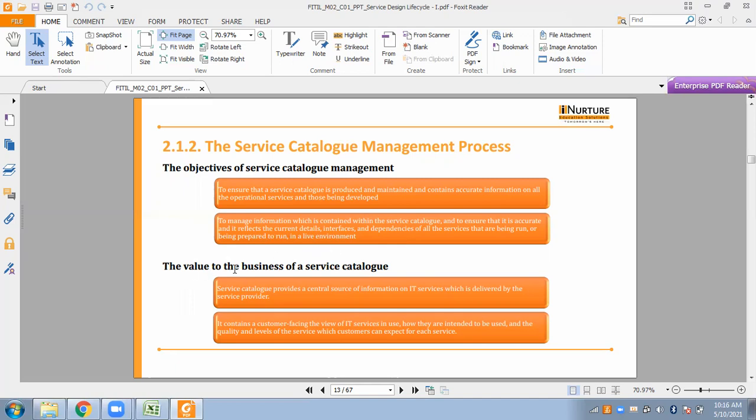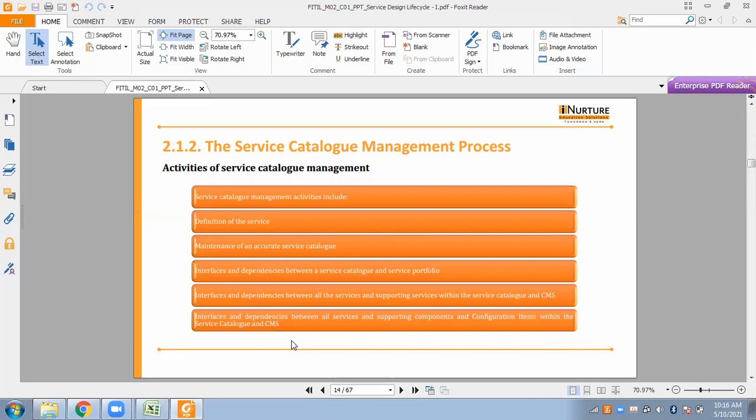Next, we come to the value to the business of a service catalog. The service catalog provides a central source of information on IT services delivered by the service provider. It contains a customer-facing view of IT services in use, how they are intended to be used, and the quality and levels of service which customers can expect for each service.